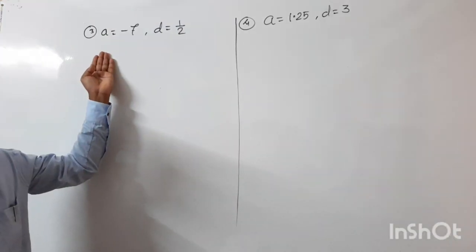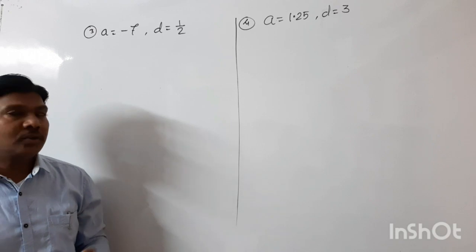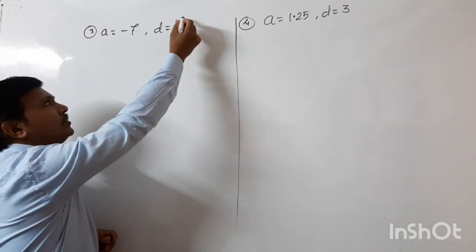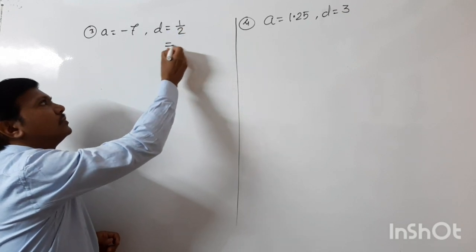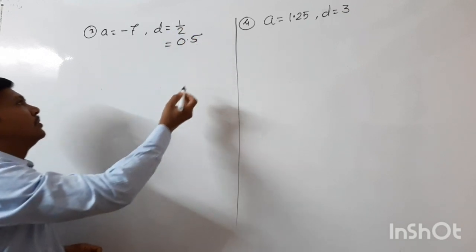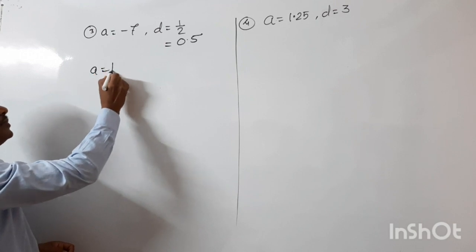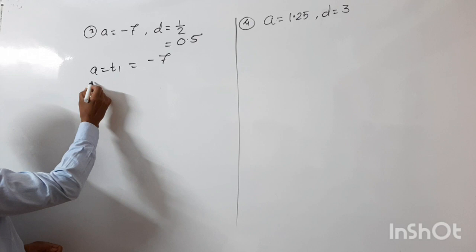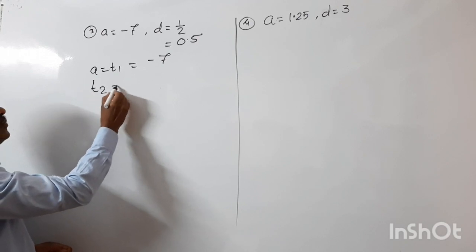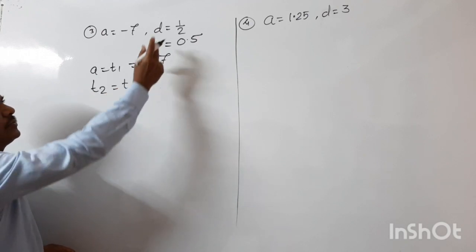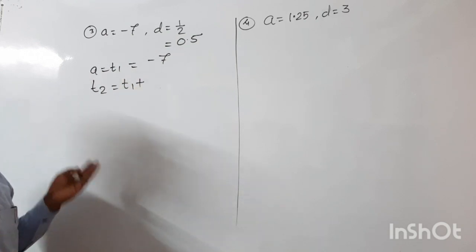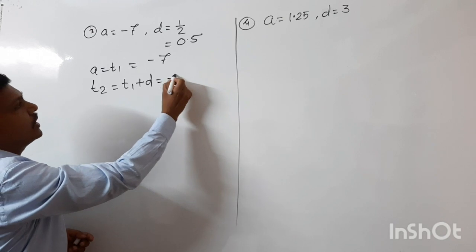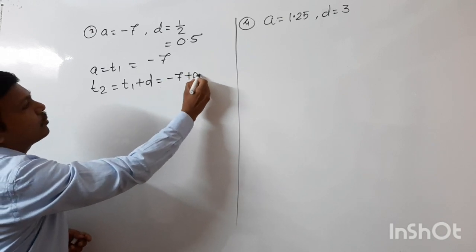See question number 3, that is A is minus 7 and D is half. So convert this half, means when you divide 1 by 2, this is 0.5. So A, that is the first term T1, is minus 7. Then for the second term T2 we add D, means the common difference, to the previous term, means T1 plus D. So here it is minus 7 plus 0.5.